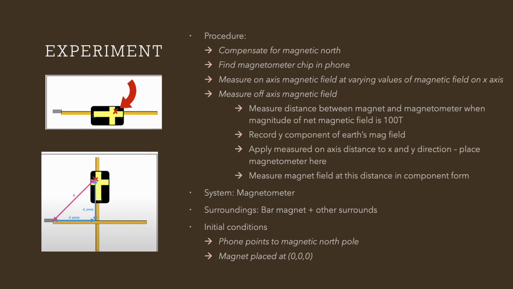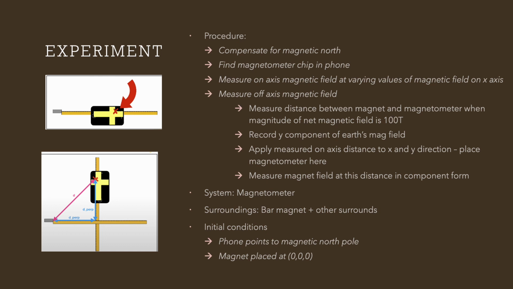This measurement measured the distance between the magnet and magnetometer when the magnitude of the net magnetic field was 100 T, and then we recorded the y component of the Earth's magnetic field, applied this measurement on the x-axis distance to the x and y direction. The magnetometer was placed here, as seen in the bottom left image, and then the magnetic field was measured at this distance in component form.